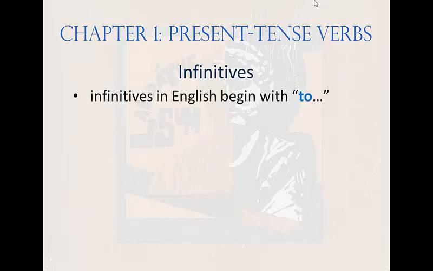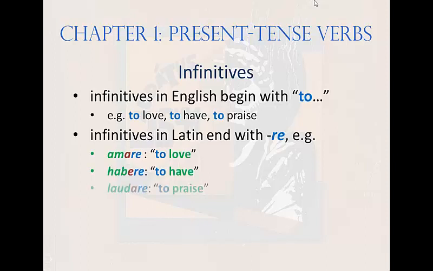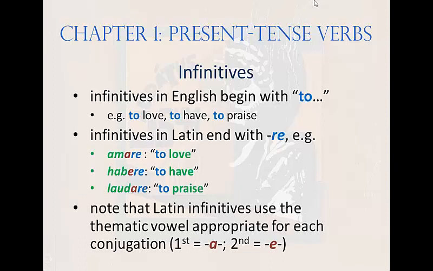Infinitives. Infinitives in English begin with to, as in to love, to have, to praise. Infinitives in Latin end with re. For example, amare, to love, habere, to have, laudare, to praise. Note that Latin infinitives use the thematic vowel appropriate for each conjugation. In first conjugation a, in second conjugation e.